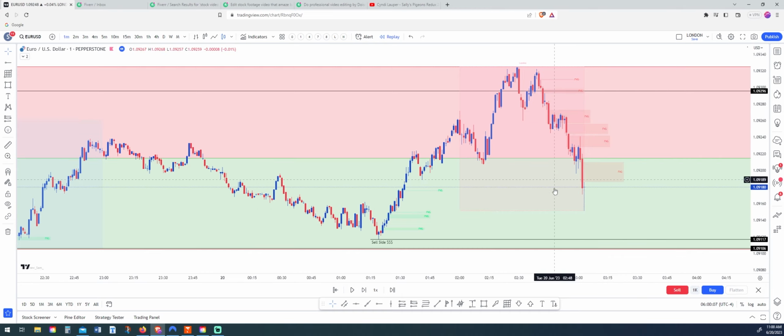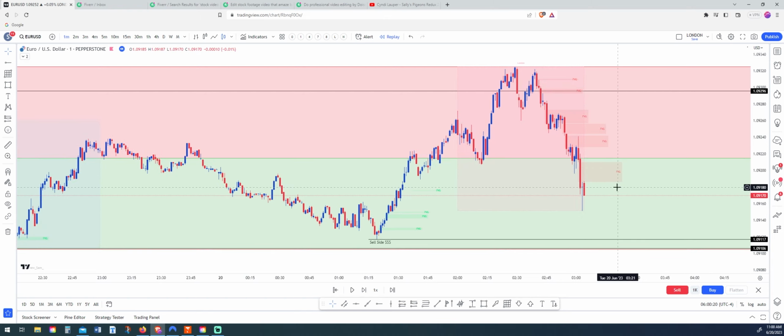Created a fair value gap here. Again, this fair value gap is already in a discount, so I wouldn't want to be entering short here. We've not got much room to take out the sell side below us. If we're going to go short, we want to be going short in a premium area.